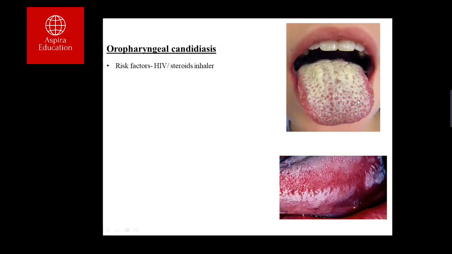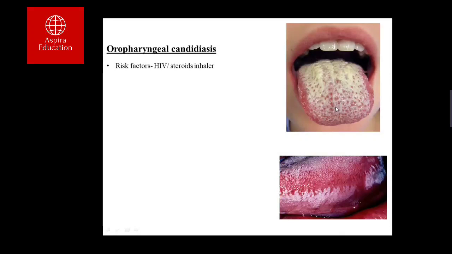Do remember for MRCP Part 1 there are no images; it's only a description. So this is just for understanding. You will not be given any picture in the MRCP Part 1 exam. You'll be given a description, so you need to remember the description only. If you have a curdy white patch in the oral cavity, you should suspect oral candidiasis.